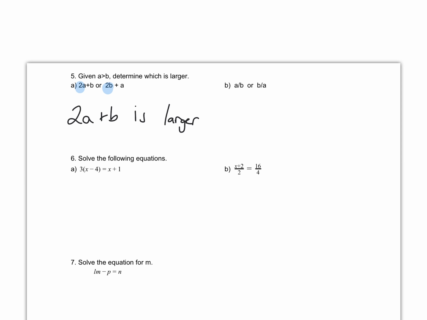The next one, a is greater than b, so a over b or b over a. In a fraction, if the larger number is on top and the smaller number is on the bottom, then it's going to be a larger number overall. Example, 3 over 1 versus 1 over 3. The larger number on top means it's going to be a larger value overall. So that means a over b is larger.